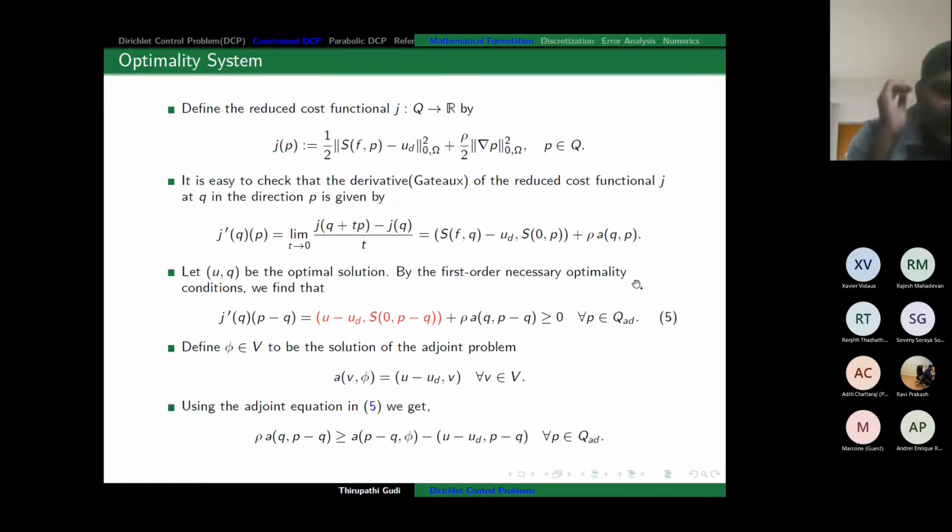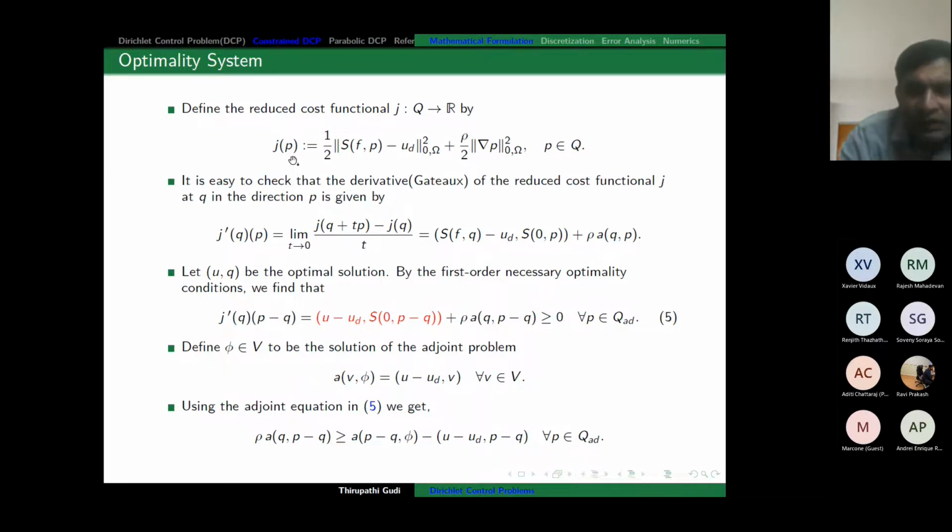But what we want from a numerical point of view is the optimality conditions. So you look at the derivative of this reduced functional, defined here, J of p. Basically here it was u minus ud, but u is nothing but S of the solution for the data f and p. So everything is written in terms of p. It is a functional just involving p.